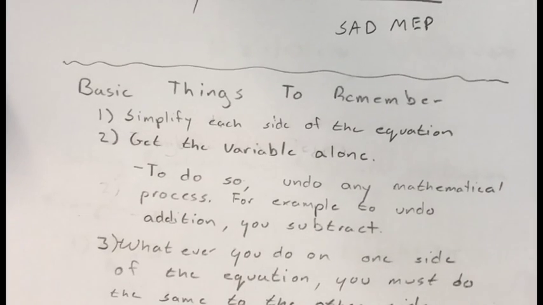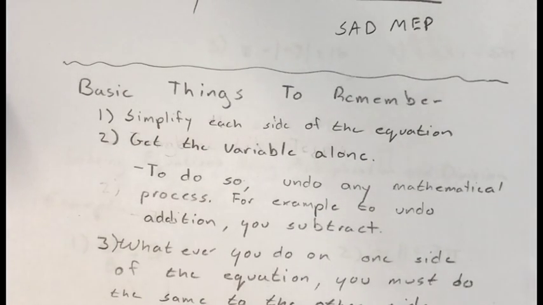So some basic things to remember when you are solving equations. First off is your equation. If you simplify each side, do that first. It's going to save you a huge headache later. Try to do that as much as you possibly can. Two, your main job in solving equations is to get the variable alone. And to do this, you undo any mathematical processes. For example, if you see an addition, you need to get rid of it by subtracting. All right? You do the opposite. And we'll show you that in a little bit more detail.